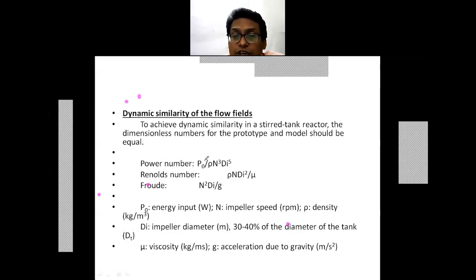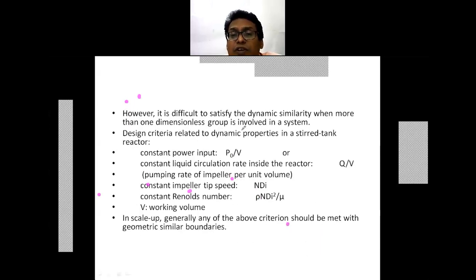So it is difficult. Now say the rho corresponds to the power number as well as the Reynolds number. The speed of rotation corresponds to the power number, Reynolds number, as well as the Froude number. So these are the repetition of the parameters that are there, and as a result, it is very difficult to satisfy the dynamic similarity when more than one dimensionless group is involved.